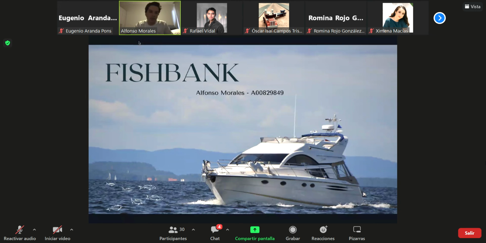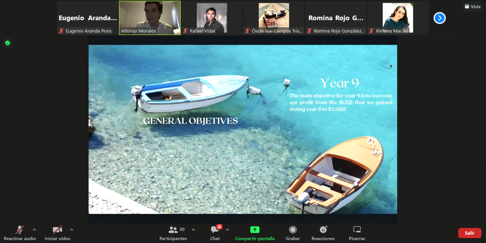So this is my executive report for the fish bank. We are Ocean 3. During our objectives, we decided that our main objective is to maximize our profit in year 9 relative to year 8. During year 8, we made about $1,521, and we are aiming to make $2,000 during year 9.